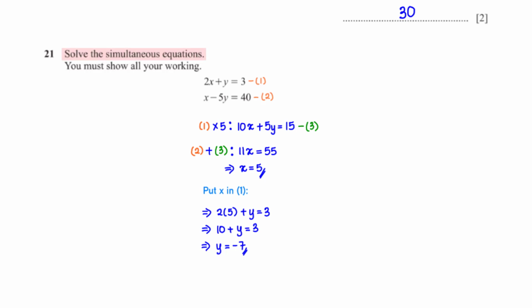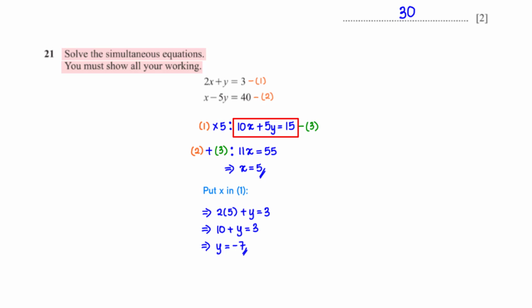Solve the simultaneous equations. You must show all your working. First, let's label the given equations. In this case, we'll be using the elimination method. Let's start by eliminating the variable y. So we multiply equation 1 by 5. This gives us 10x plus 5y equals 15. Let's label this equation 3.